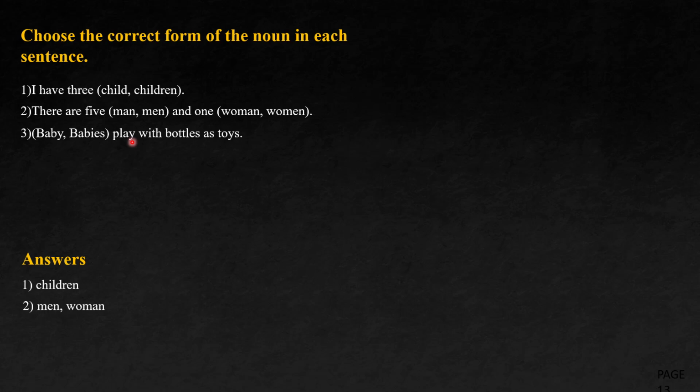Play. What exactly happens here? Baby or babies? It should be babies. If he, she, it's, baby plays. Here we have play, it becomes babies. Play with bottles as toys. Okay, so it is a bit difficult one for you to understand, but yeah, this will be there. So you need to remember how it changes.